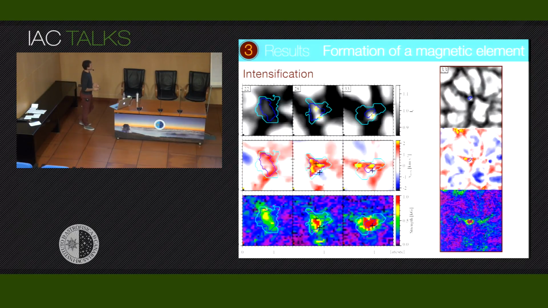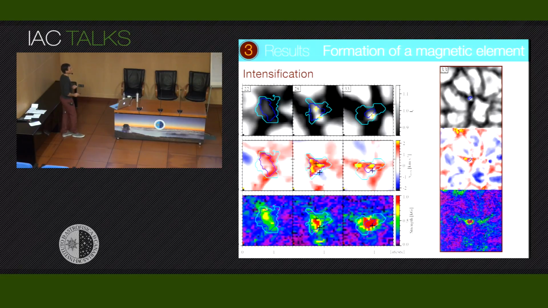Once we have our magnetic element, we can continue with its evolution. In this case, I show the field strength intensity. And we find that later, the downflows start to increase within the magnetic element, and the field strength increases. Here, what we have is just an intensification phase of this magnetic element. During this intensification, we also observe the formation of a small bright point.